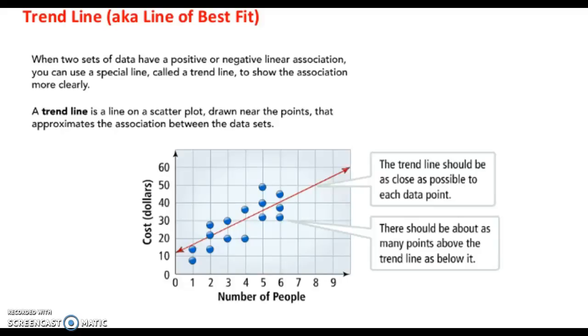Okay, as we move into the trend line, which means the line of best fit, you can see that when sets of data have a positive or negative association, you can use a special line called a trend line to show the association more clearly. There should be a line that goes through the plots, drawn near the points so that it approximates the association, which just means as the dots go up, your line goes up. It should be as close as possible to each data point, and there should be about as many points above it as below it.